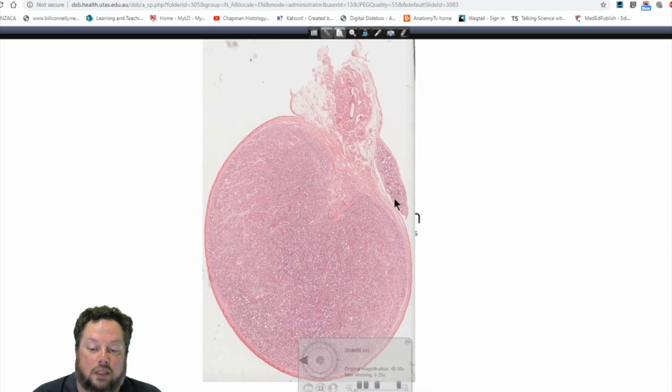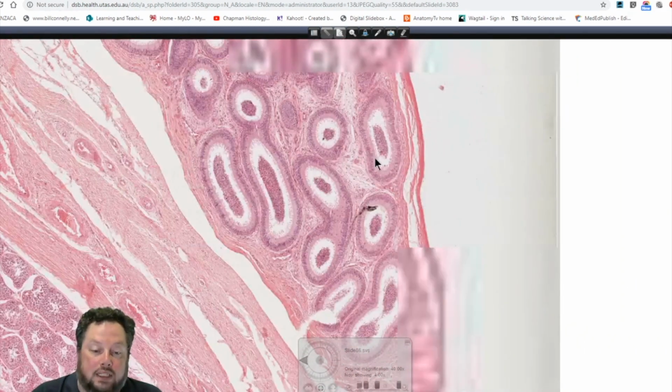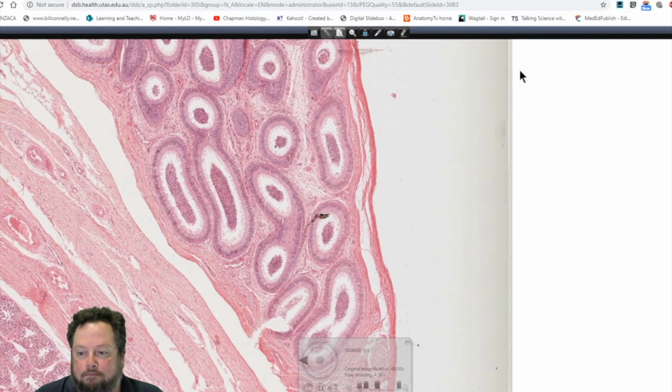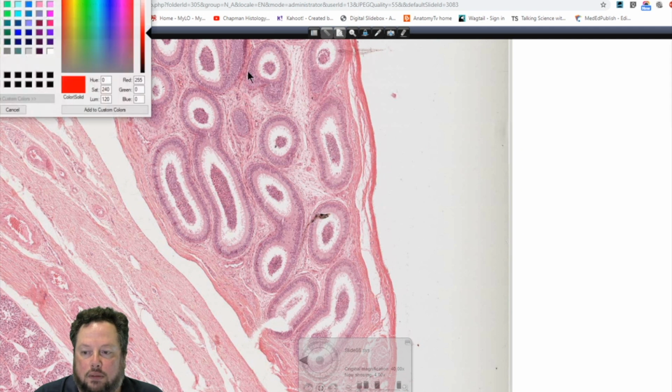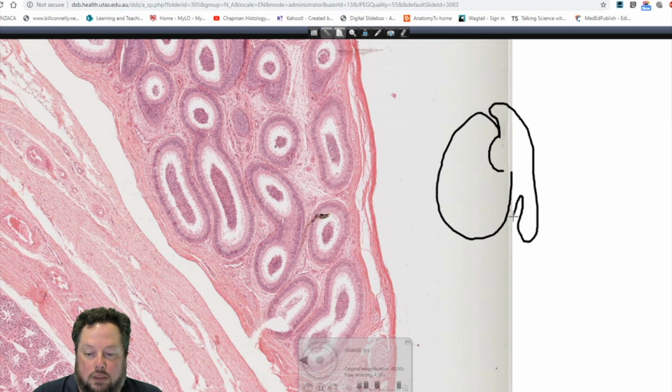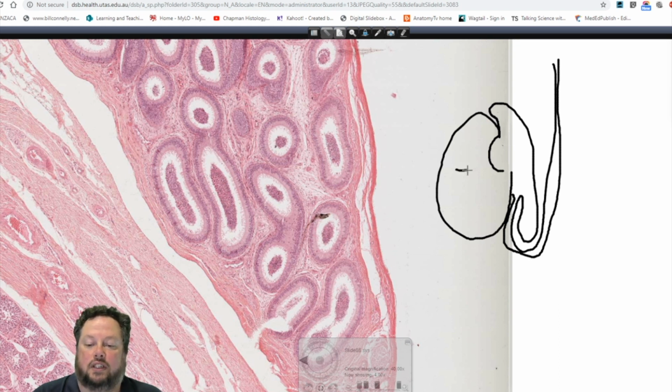So we can see some of the epididymis here. Now the epididymis is divided into three parts. So if we've got our testis here, we've got our mediastinum of the testis, and then we sort of imagine it a little bit like that. So here's our testis. Here's the mediastinum of the testis. This is our epididymis here.